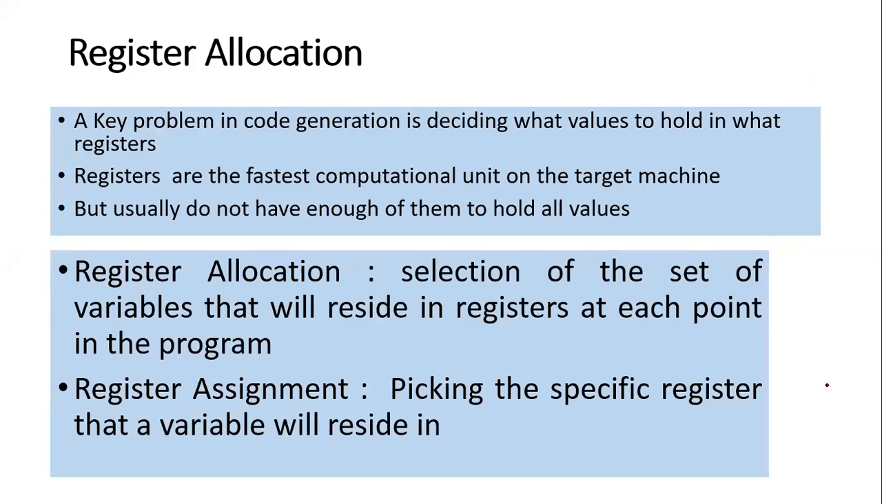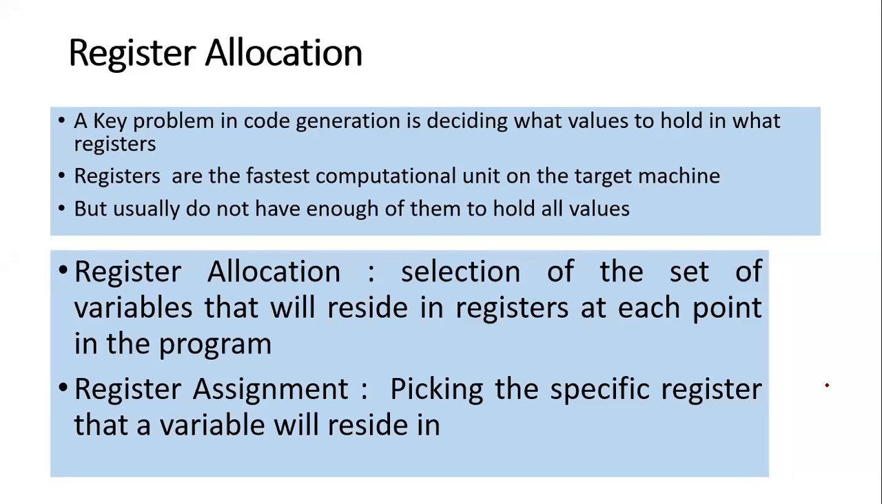That is, registers are the fastest computational unit on the target machine. But the problem with registers is that we usually do not have enough of them to hold all values. Okay, the number of available registers is very small. So how to allocate and how to assign, these are the two issues you have to consider. First one, register allocation. Second one, register assignment.